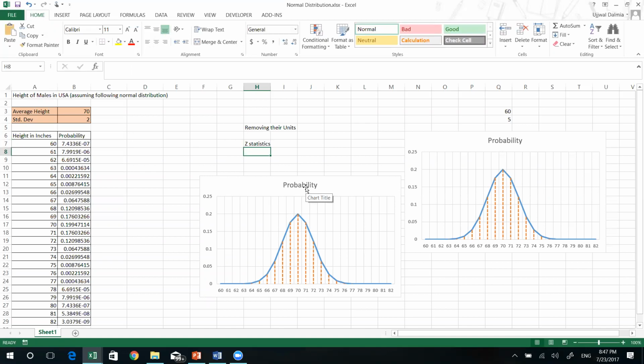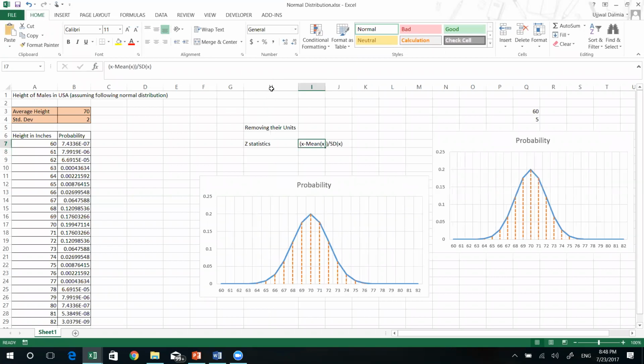We calculate Z statistics, which standardizes all the distributions. And how to do that? From each value the variable can take, let's assume it to be X, you subtract the mean value of the variable, that is the mean of x, and divide this subtraction by the standard deviation of x. So the way to calculate Z statistics is from each value of x, you subtract the mean of x and divide by the standard deviation of x.